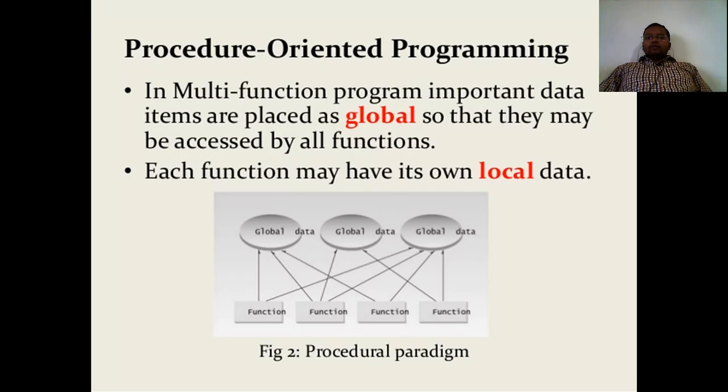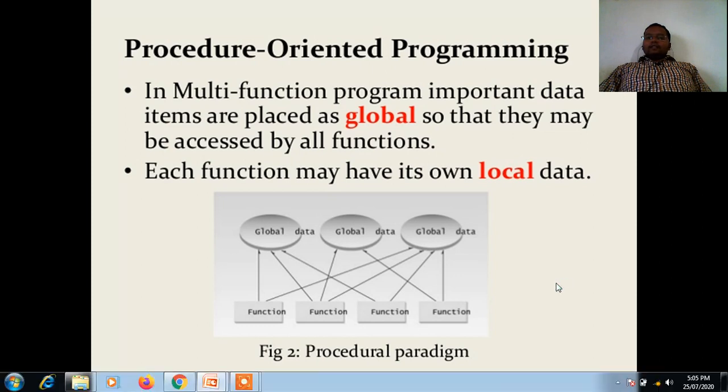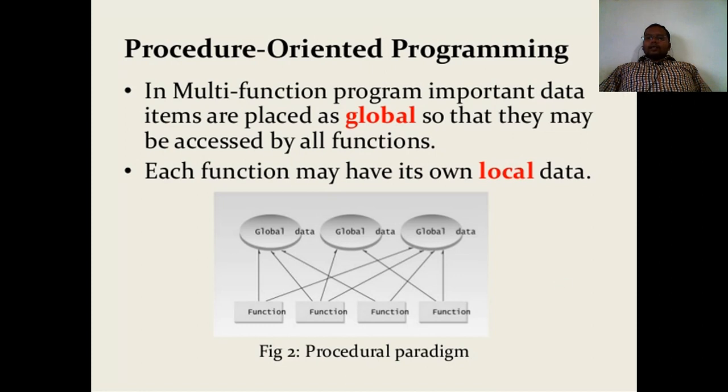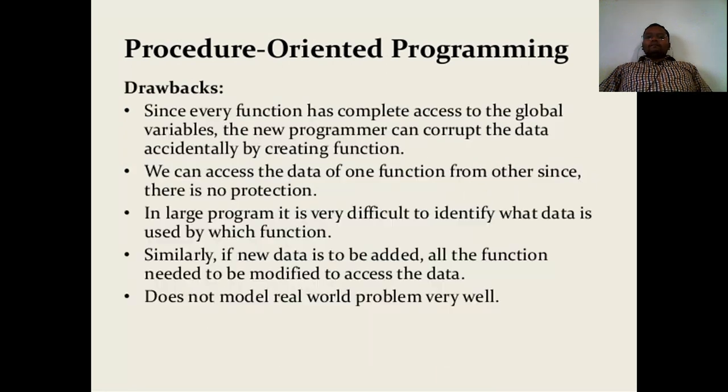So in figure 2, this is the procedural paradigm. See, this function is accessing the global data. The next function is again accessing the global data. Another function is accessing the global data, and the next another function is accessing the global data. It means every function is accessing the global data, and every function has its own local data.